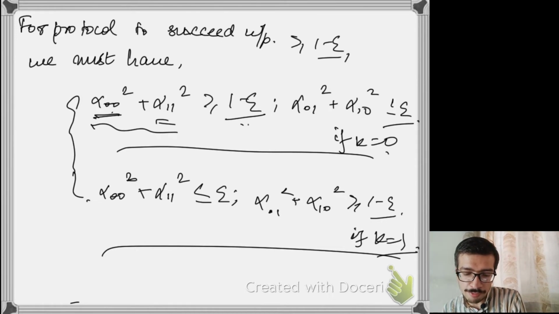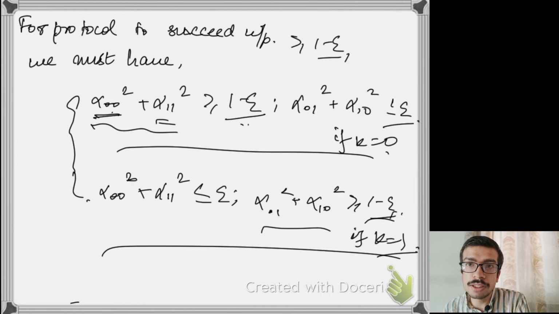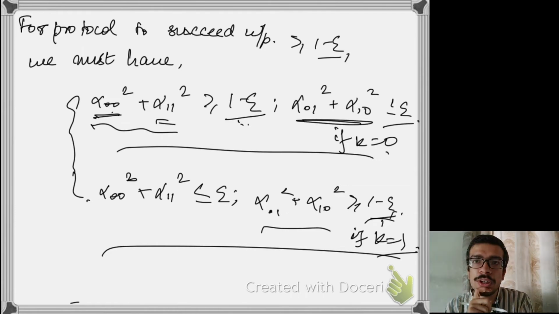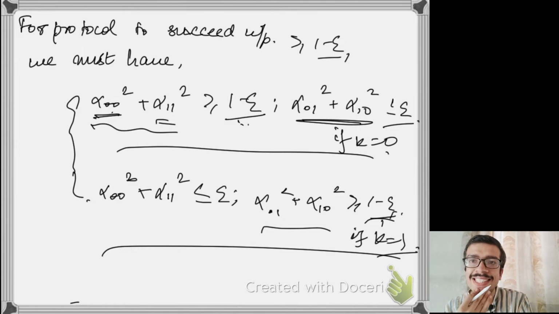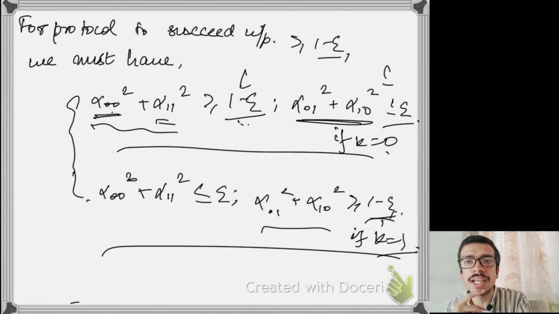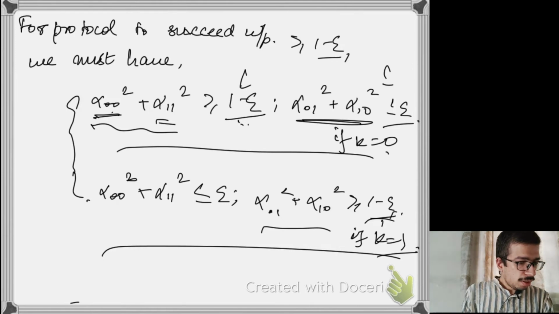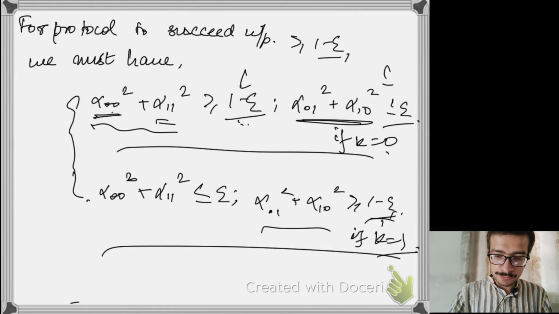And similarly, we have |alpha_01|^2 plus |alpha_10|^2 must be greater than or equal to 1 minus epsilon for them to succeed with probability 1 minus epsilon if k is 1. Right, so this was for k equals 0, this is for k equals 1, and these are the remaining coefficients. Since we need to distribute a mass of 1, I have to put 1 minus epsilon here. The remaining epsilon I can put in |alpha_01|^2 plus |alpha_10|^2 over here. Okay, so now suppose each applies a Z gate on their first qubit.